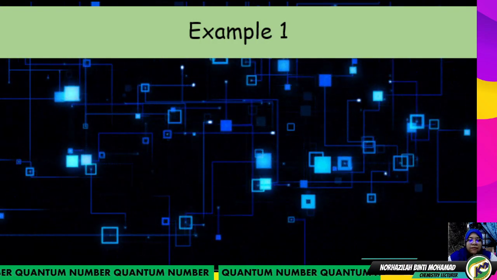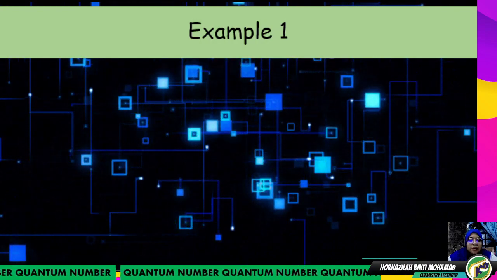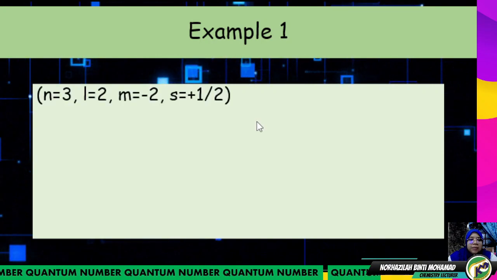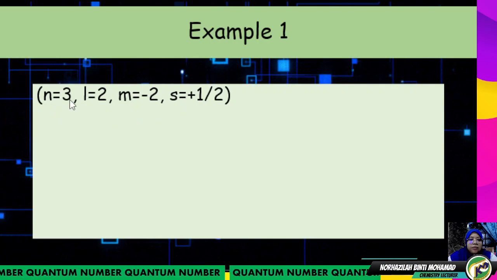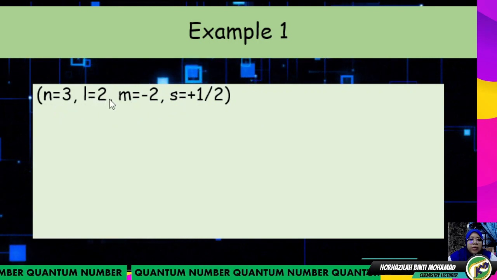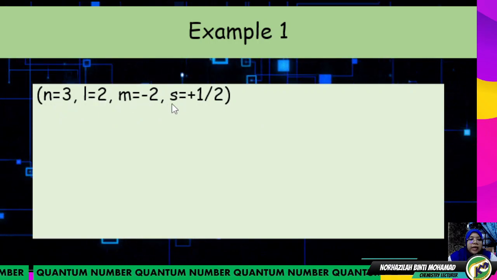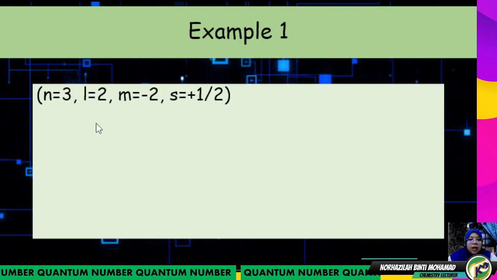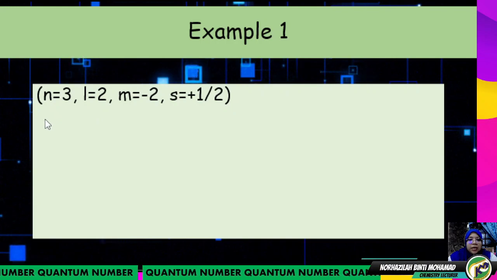We will look at the first example. Let's say I have this quantum number of an electron: n equals 3, L equals 2, m equals negative 2, s equals positive half. So what does it mean? How do these numbers relate to the electron?